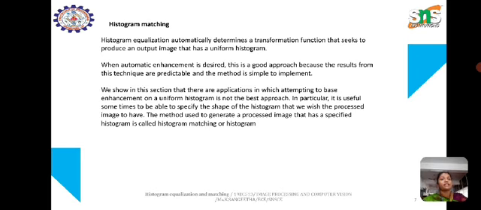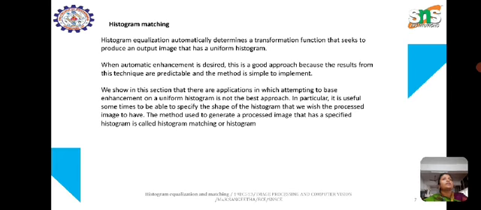The next one is histogram matching. Histogram matching is otherwise called histogram specification. It involves transforming the histogram of one image to match the histogram of another image. This is useful when we want two images to have a similar appearance in terms of brightness and contrast. The main goal is to modify the intensity values of the input image such that its histogram matches a predefined histogram. There are some steps involved in this process.